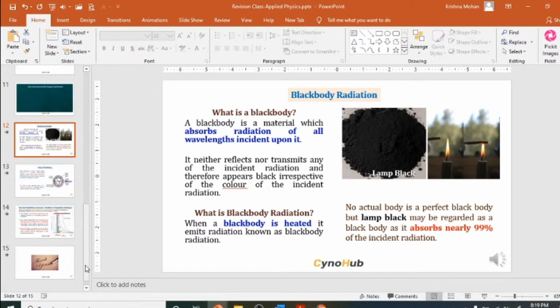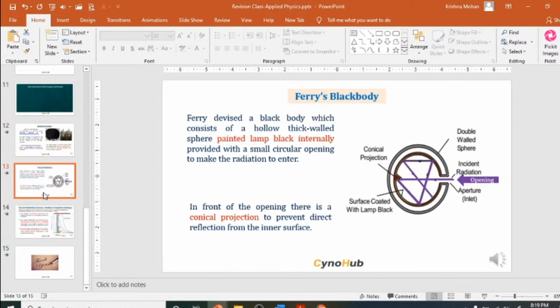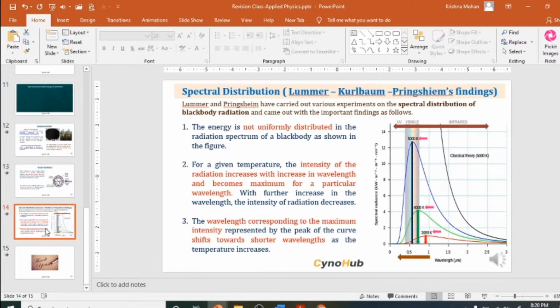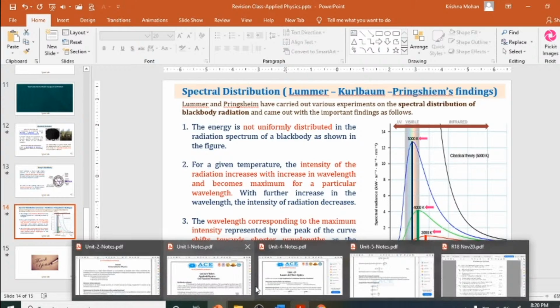And then regarding the spectral distribution, you would write one more point. If you are not asked about Ferry's black body, you would move to spectral distribution like this. So this is the graph, the spectral distribution, and you'd be writing the points about the spectral distribution. I have notes with me. I would be opening the notes of the first unit here for you.